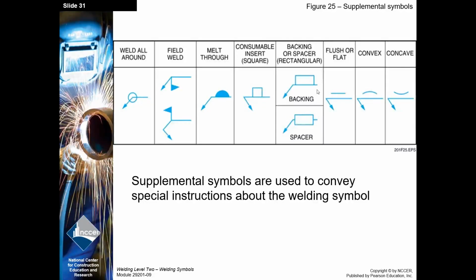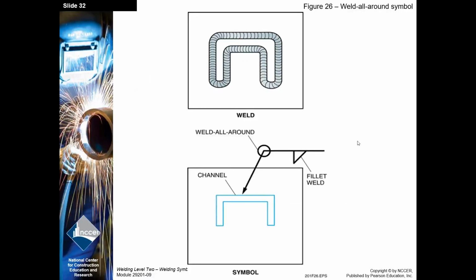Consumable insert, backing or spacer. And if we're going to remove the backer strip, we're going to put an R inside of that. And then we've got our contour: flat, flush, convex, or concave. There you go. There's your weld all the way around symbol in action there. Fillet weld, arrow side.